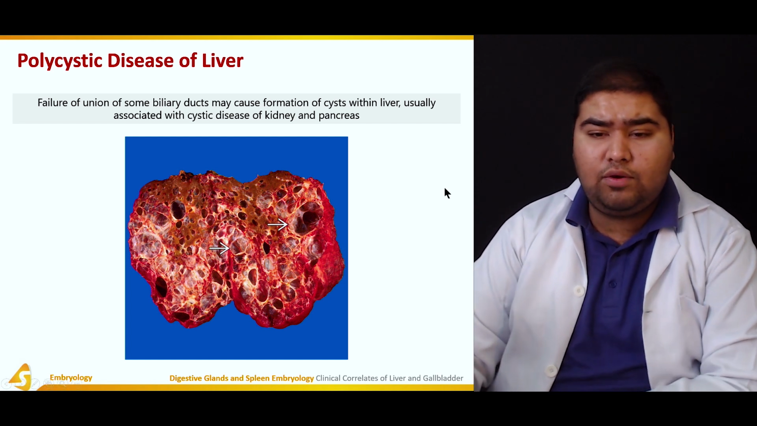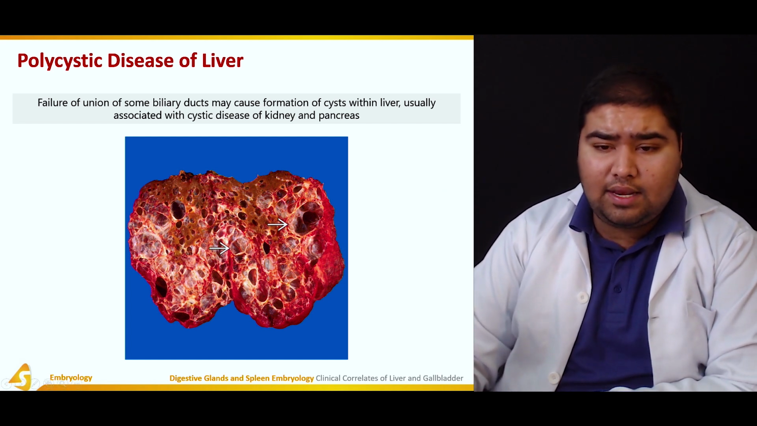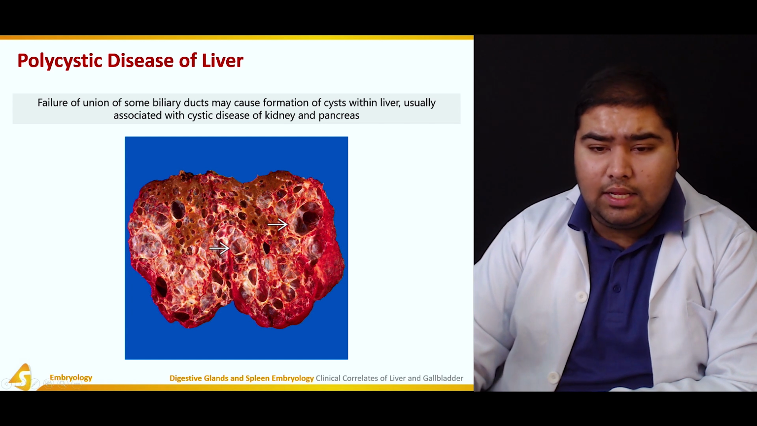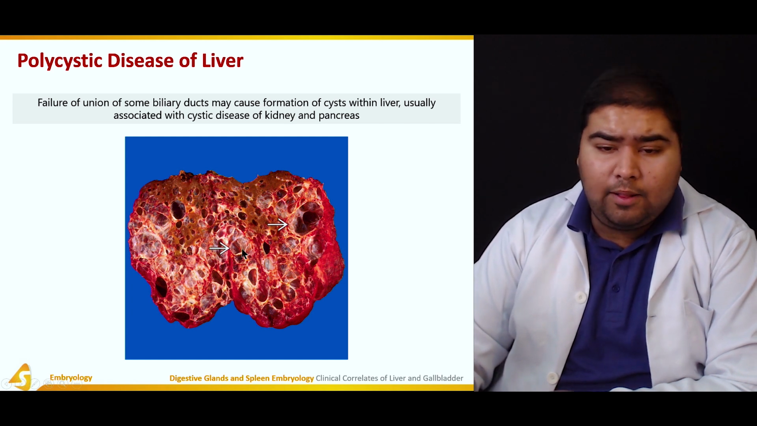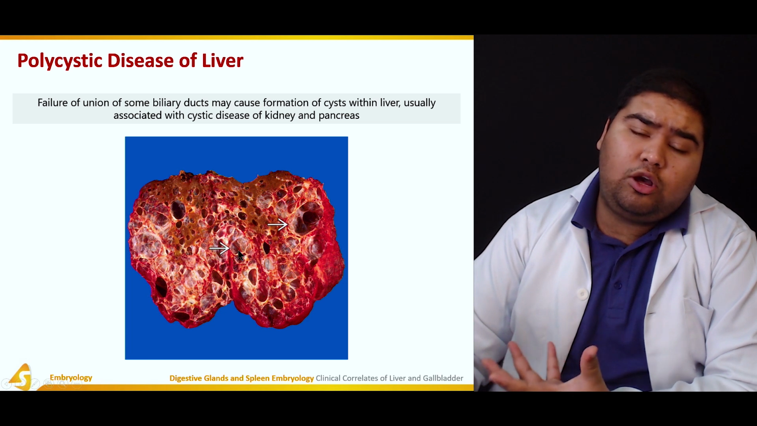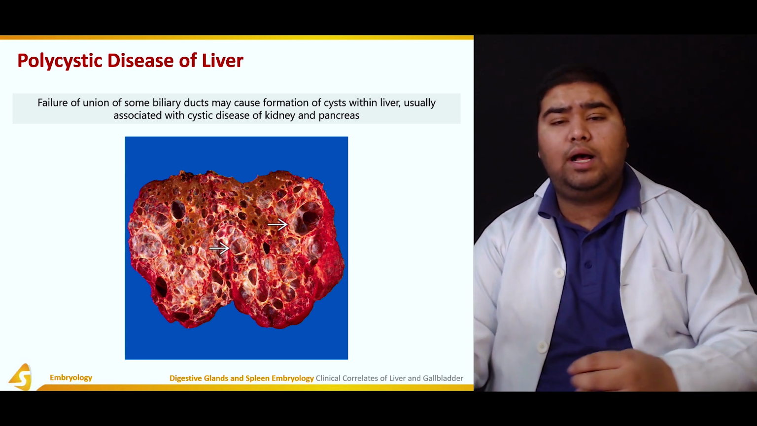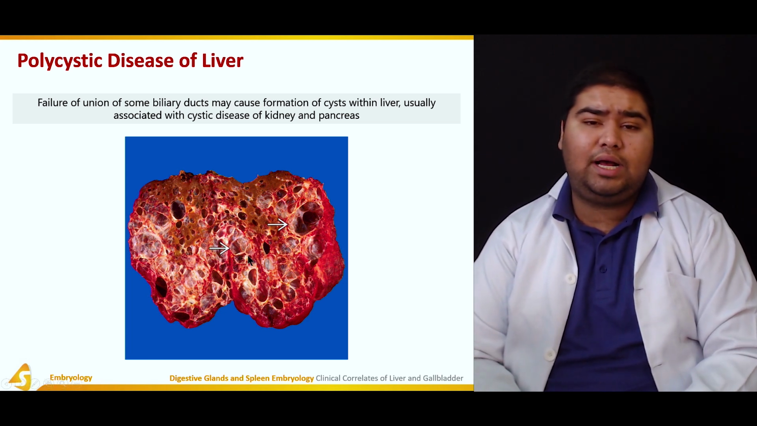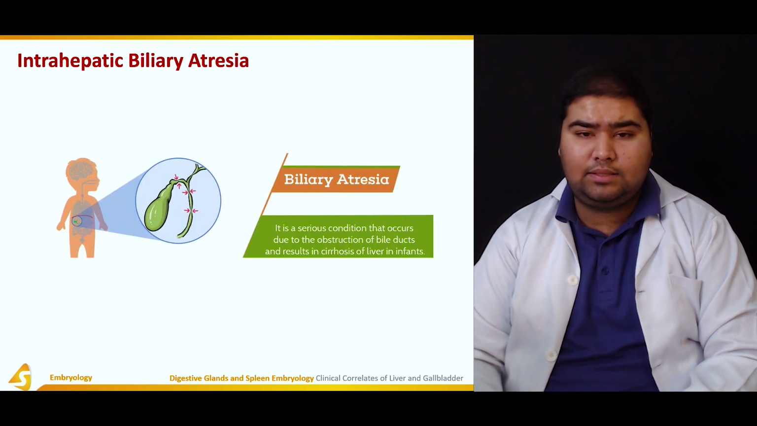Here in the figure you can see these are the large cystic areas which can be seen in the liver parenchyma, and most likely they are due to accumulation of the bile within the unattached or unconnected biliary ducts.